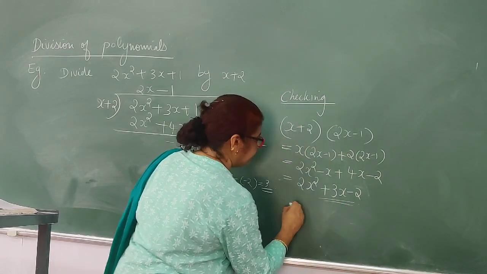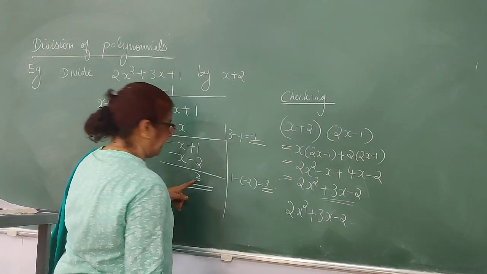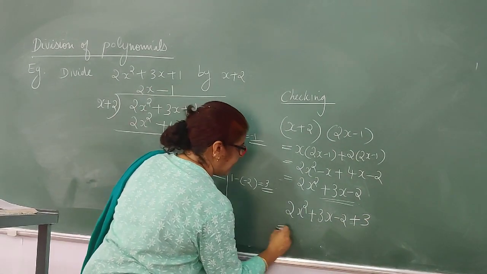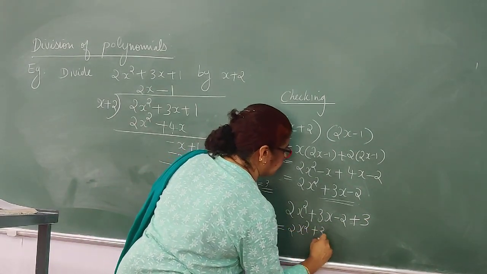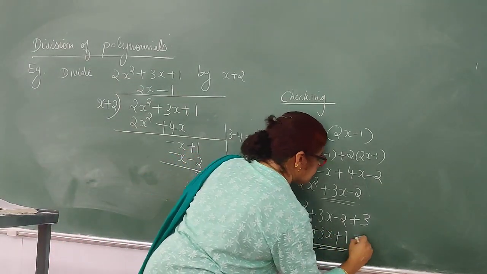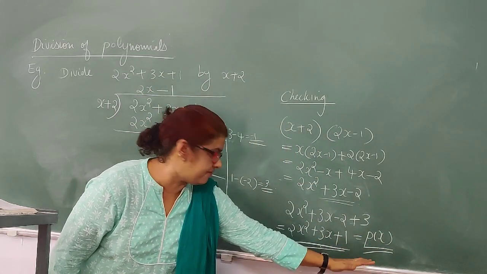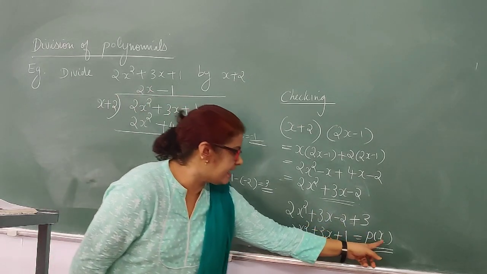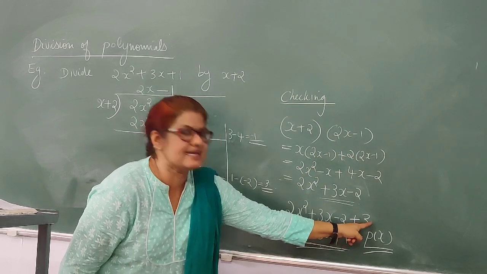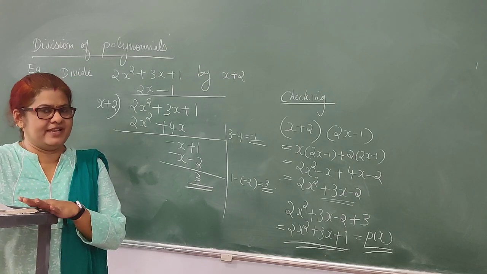Then plus remainder. 2x square plus 3x minus 2 plus remainder. Remainder here is plus 3. Then we get 2x square plus 3x plus 1, which is equal to the given polynomial p(x). We got it and we verified it. That is, we got dividend is equal to divisor into quotient plus remainder, which is known as the division algorithm of polynomials.